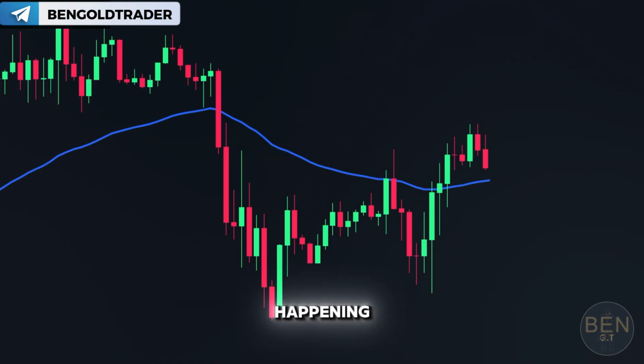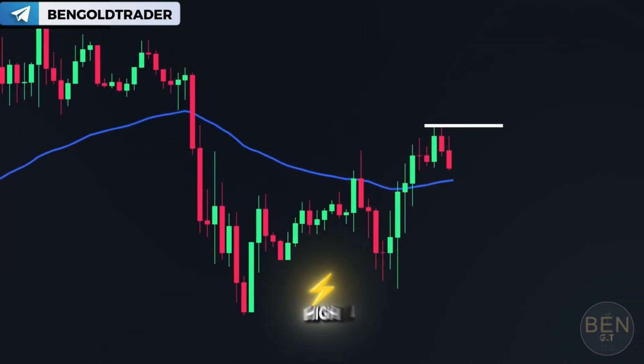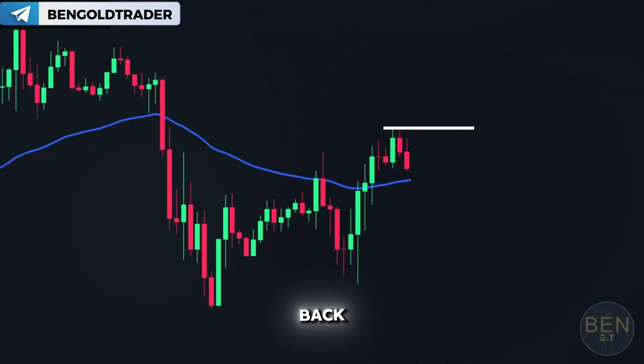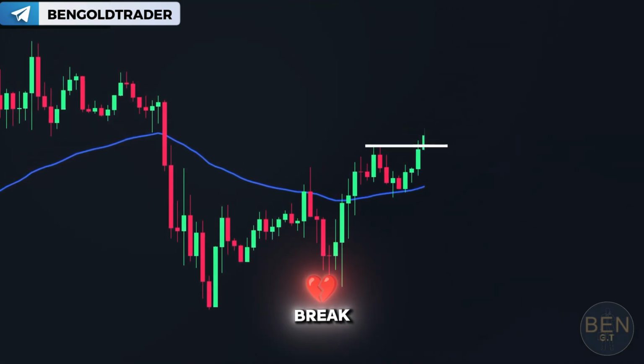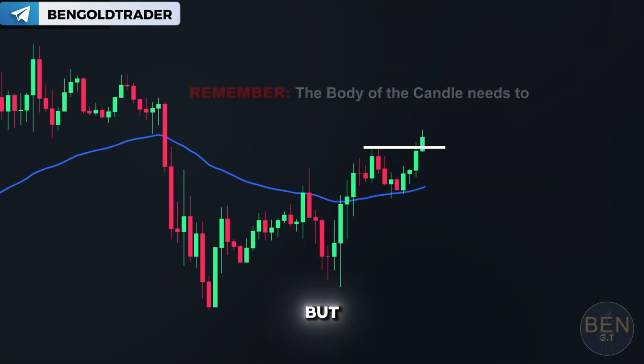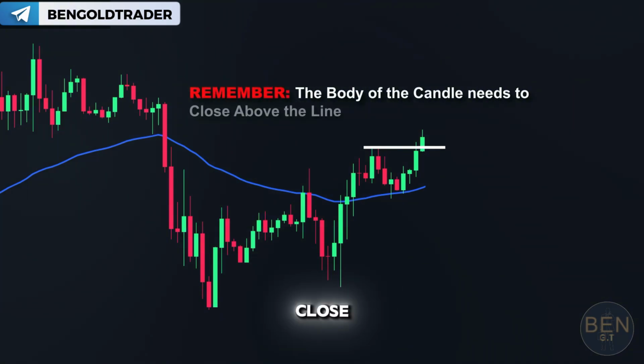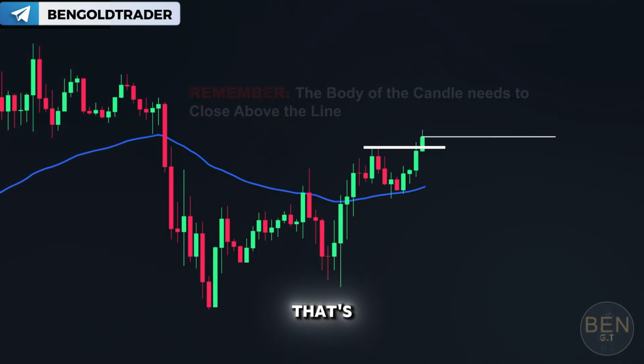Once we see that happening, we draw a horizontal line at the swing high point before we see that pullback. Then, after we see the two red candles, we're going to wait for the price to break above the horizontal line. But remember, the body of the candle needs to close above the line. And when that happens, such as it does here, that's when we buy.